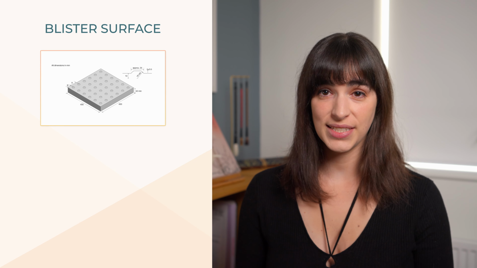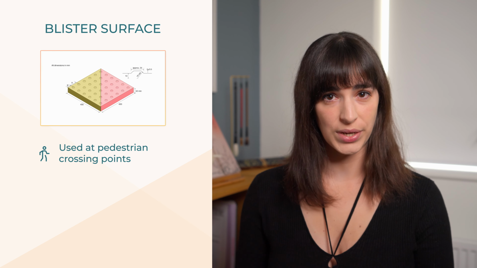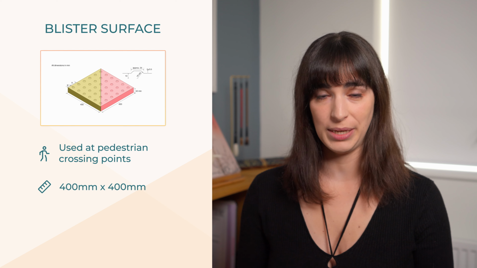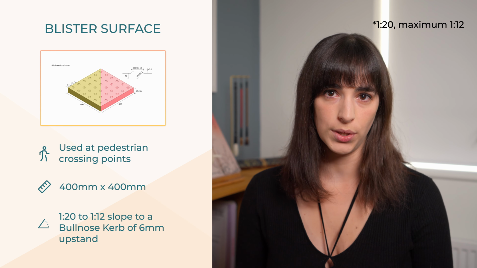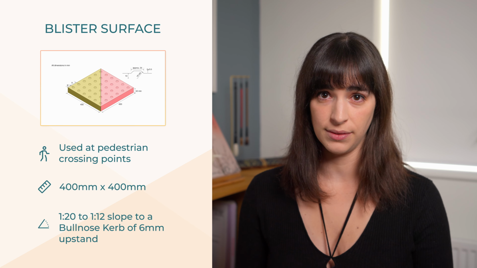The first type, and probably the most complex, is the blister surface. These are the tactiles that are used at pedestrian crossing points, and they can be buff or red. The standard tactile slab measures 400 mm by 400 mm and should be installed at a slope of 1 in 12, maximum 1 in 20, to the bullnose curb, which should have a 6 mm upstand so it can be perceived. They are used in both uncontrolled crossings, those that don't have signals, and controlled crossings, those that have signals.